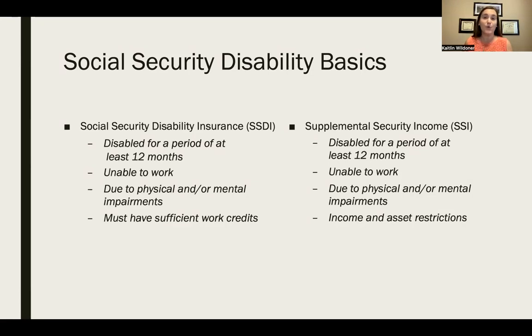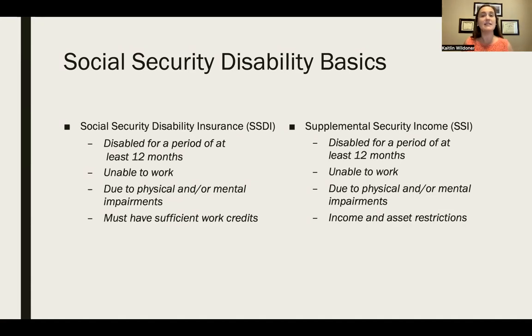So both programs require that you be disabled and unable to work for 12 months. Where they differ is with SSDI benefits, you have to have worked and paid into the system a sufficient number of quarters of coverage. So you have to have a sufficient number of work credits for SSDI. That was last week's webinar. It is uploaded live, so you can go ahead and go back and watch that. Typically, we say that you have to have worked 5 of the last 10 years. If you have not worked 5 of the last 10 years, then SSI might be an option for you.